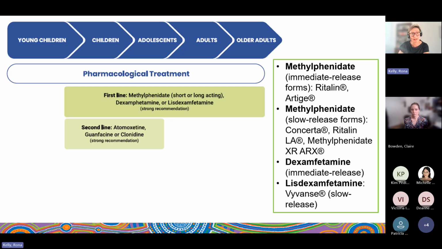And today we're going to talk about the types of stimulant and then briefly talk about atomoxetine and guanfacine. So I've popped the box on the right-hand side for some of the drug names that you might have heard of. So Ritalin, Artige, Concerta, Ritalin LA, and Vyvanse.